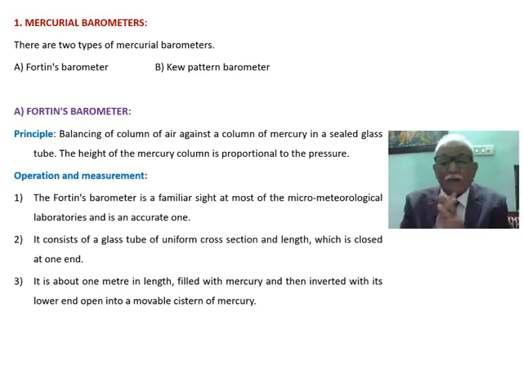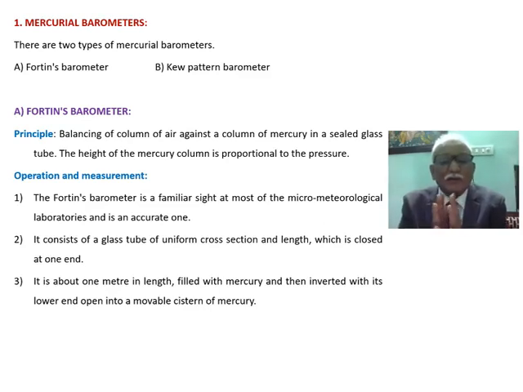Now, what is the operational measurement of a Fortin barometer? The Fortin barometer is a familiar sight in most micrometeorological laboratories. Pressure is essential, but as far as practical is concerned, I have designed one experiment at the end, in slides 15, 16, 17. It is on vapor pressure. Actual pressure you learn from here. Vapor pressure, how to measure it in the open field, and the comparison, I have put there. So what is operational measurement?